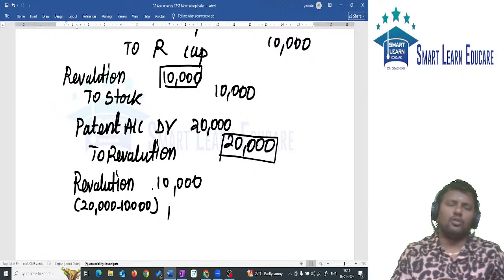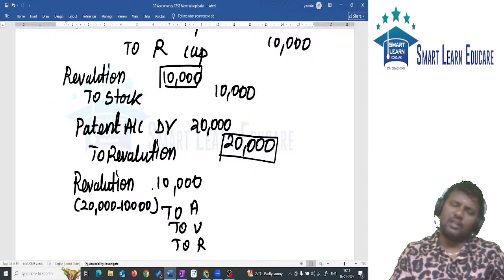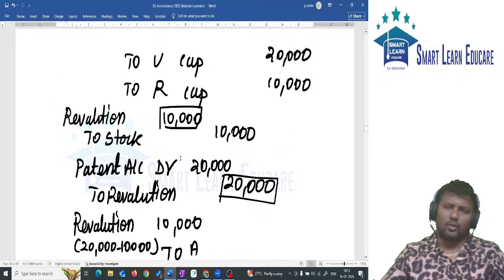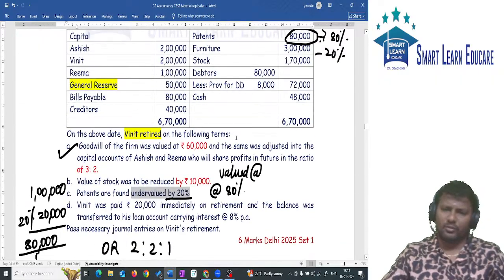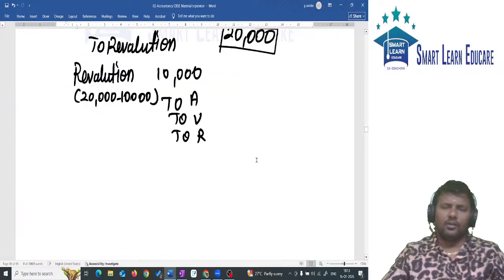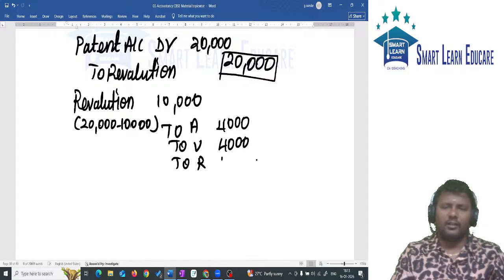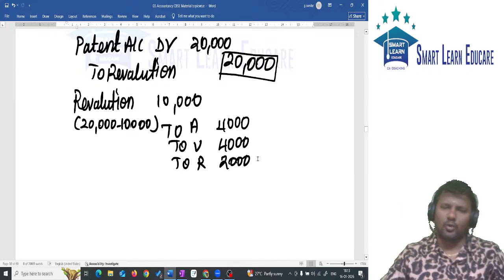This 10,000 is to be transferred to the partners' capital, to A's capital, to V's capital, to R's capital, in their profit sharing ratio, 2:1. Ratio is 2:1. Dividing the 10,000 in 2:1, you will be getting 4,000 and 4,000 and 2,000. That's all. So revaluation is over.